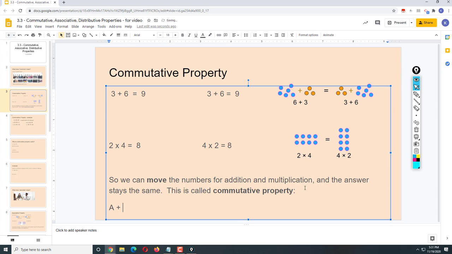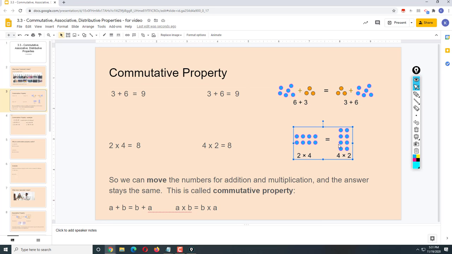So we can say that A plus B is equal to B plus A. We can also say that A times B is equal to B times A. This is not true for subtraction and division, but it works for addition and multiplication.